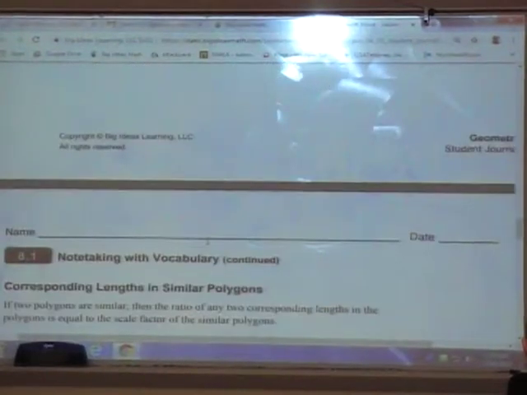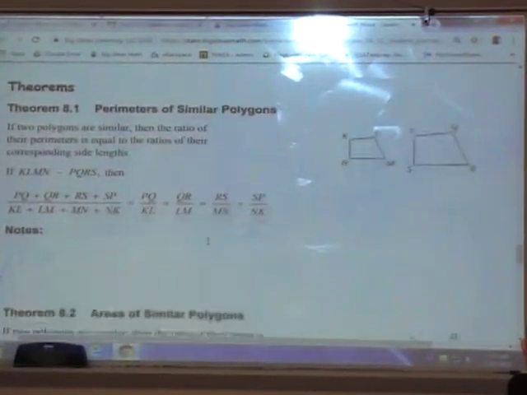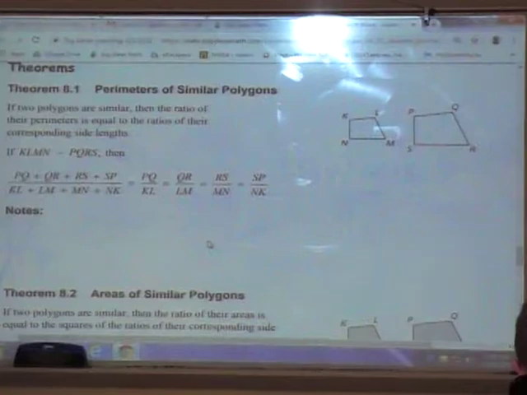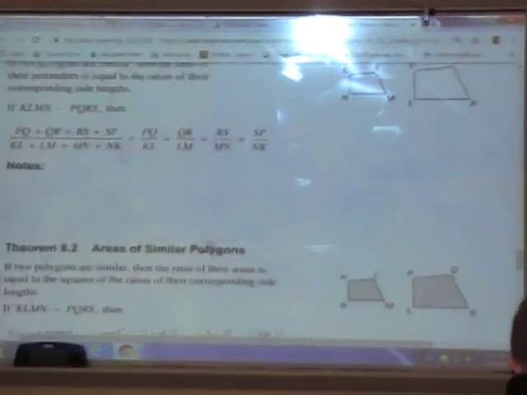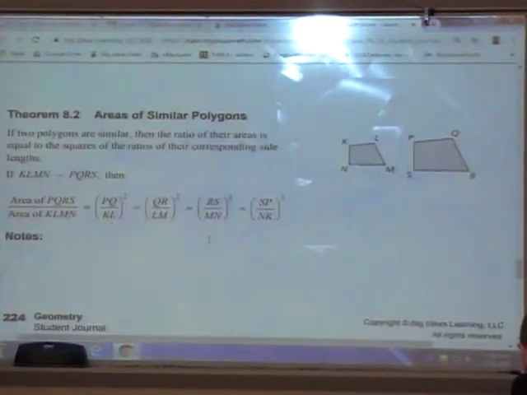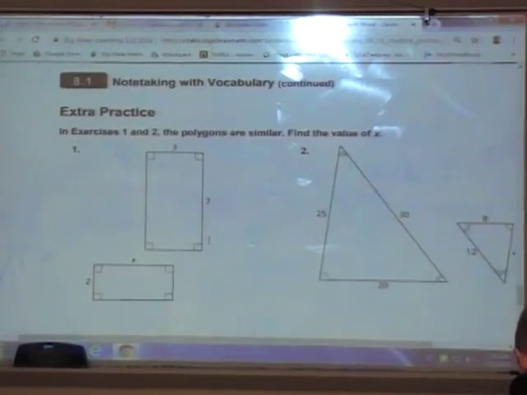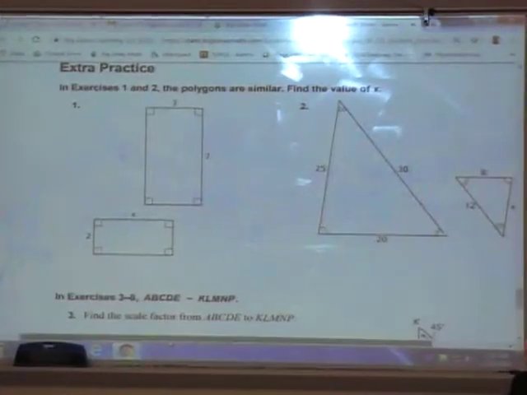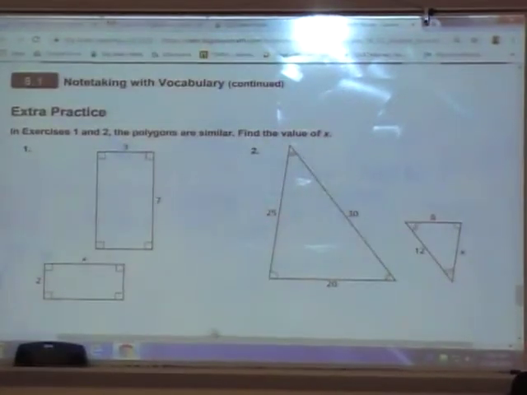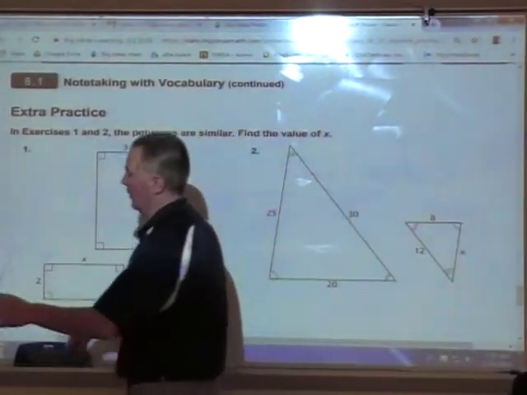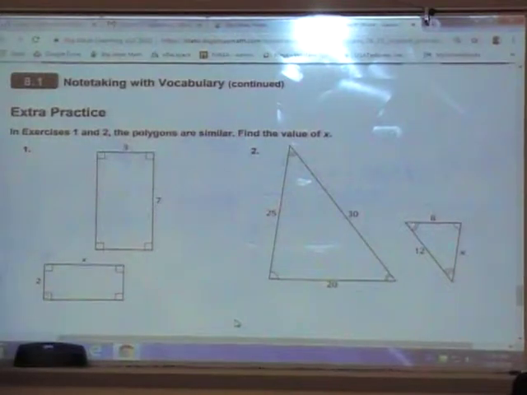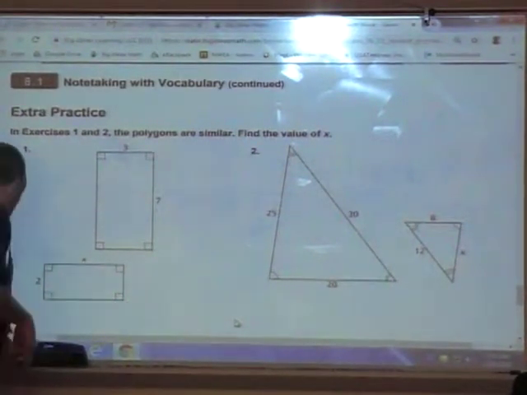Alright, let's take a look at this. Perimeters of similar polygons, areas. I'm going to show you these two theorems in the extra practice. Let's go ahead and take a look at the first one here. The polygons are similar, find the value of x. So how do we set this up? We set this up as a proportion.